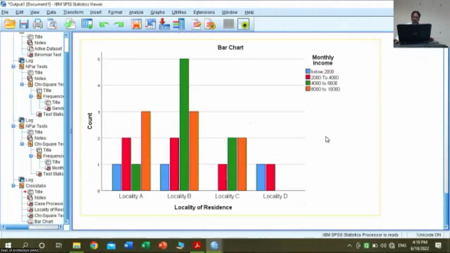And this is the clustered bar diagram for locality. How many people are from locality A, B, C is given in the counts. So these are also displayed here.